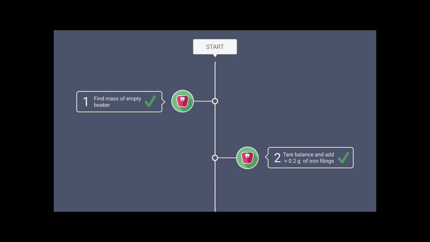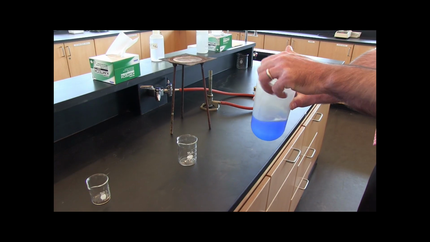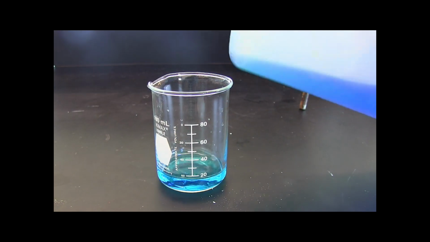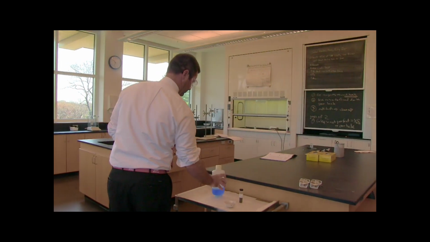Now that you've recorded the mass of the iron filings added, it's time to head over to the bench. In a separate small beaker, add about 15 milliliters of 1 molar CuSO4. You don't need to record the exact volume here, since copper sulfate is our excess reagent. Once you've added your CuSO4, remember to return the container to the cart.